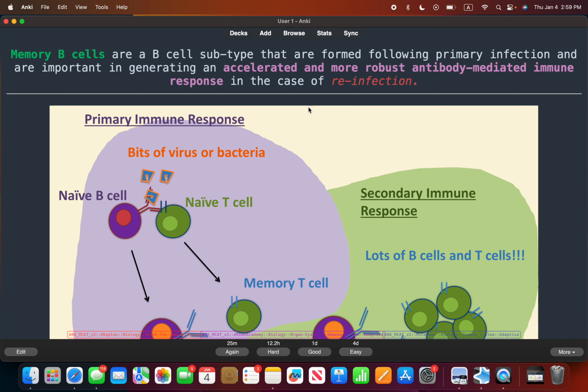So your antibody-mediated immune response takes place during the first primary infection, but it is even more robust and accelerated when the memory B cells work in case of reinfections.